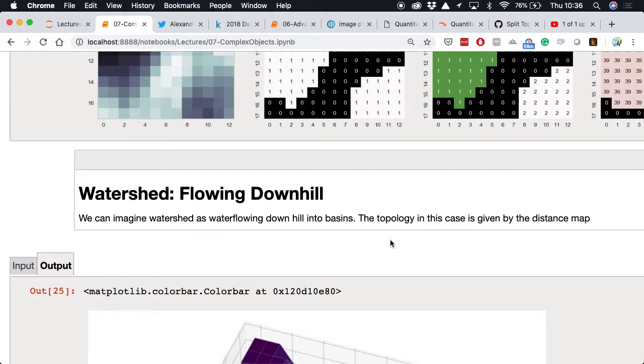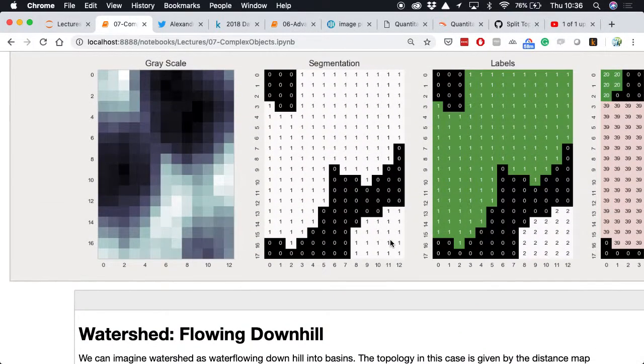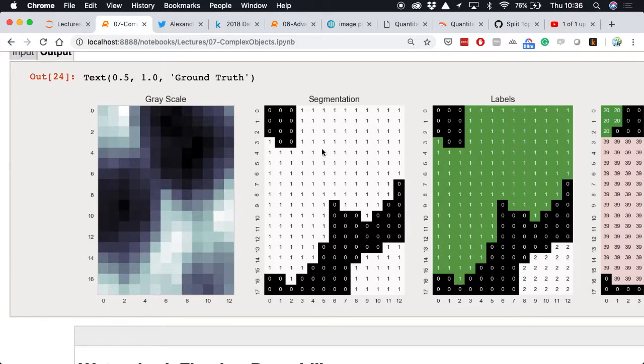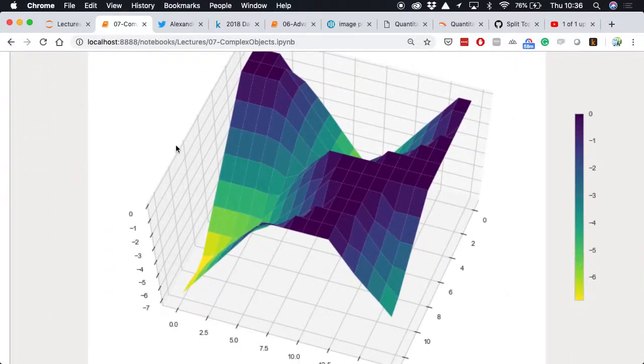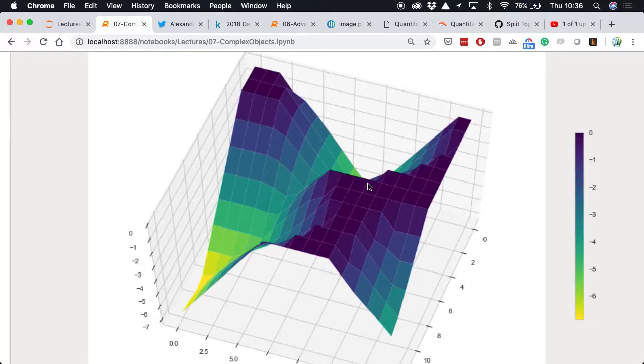And so Watershed, very similarly to this ridge idea we just talked about, is again looking at the distance map as if it were a topological map. So we have the grayscale image that we can then segment, and that we can plot in a 3D plot so that we see the values that are far away as being quite negative, and the values that are close being 0. And the idea with Watershed, as the name would suggest, is about water flowing downhill.